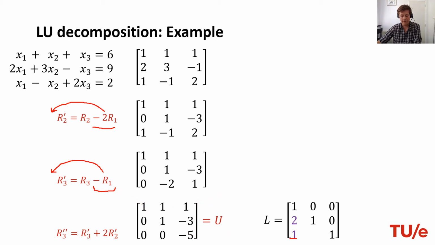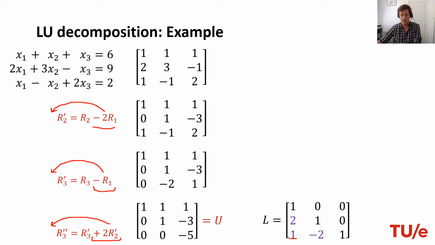To get the final coefficient needed to complete our matrix L, we take this term and move it to the left-hand side to see what would be necessary to recover our original row R3 prime. This is a minus 2, which then gets added to the L matrix. Okay, so we have identified U and L. Now let's try to solve a linear system.